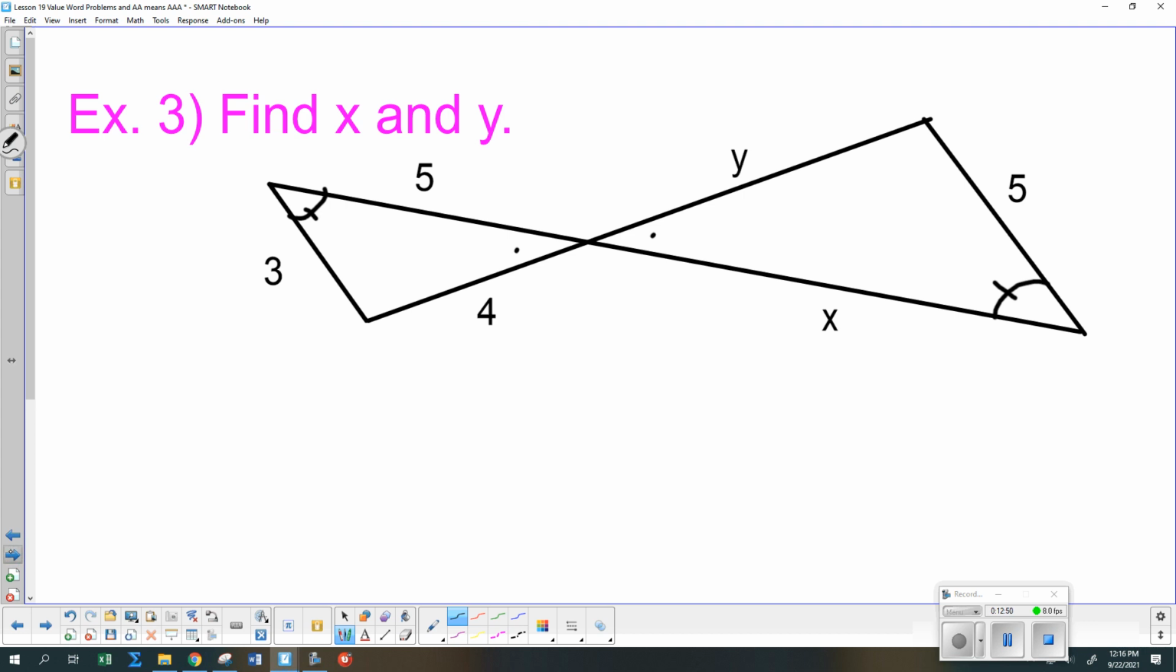Vertical angles. What do you guys think? Are those vertical angles? So we can say they're congruent, so we're going to mark those on the picture. We can't do one tick mark, that's already been used. So we'll put two tick marks there.